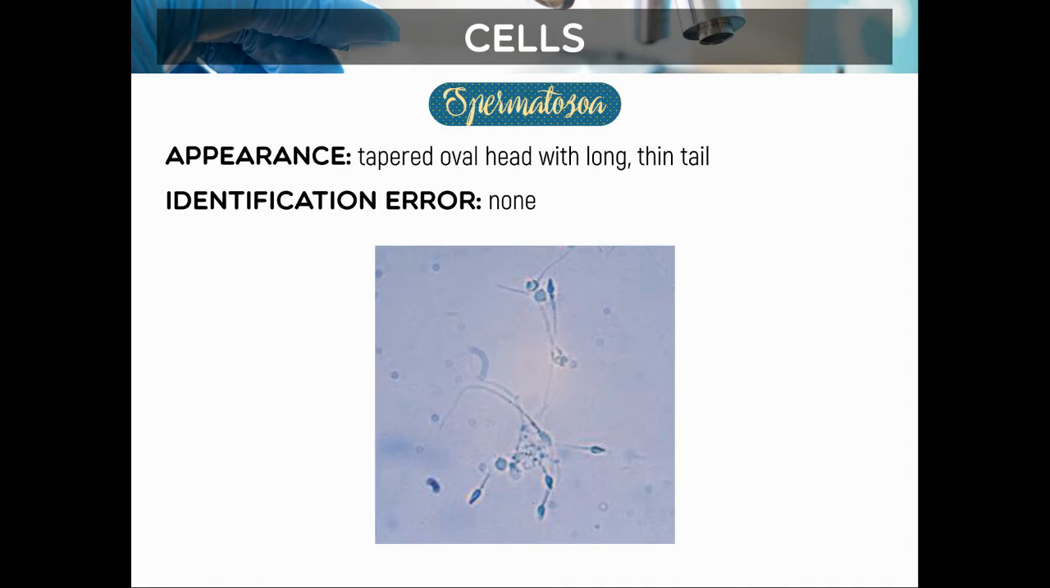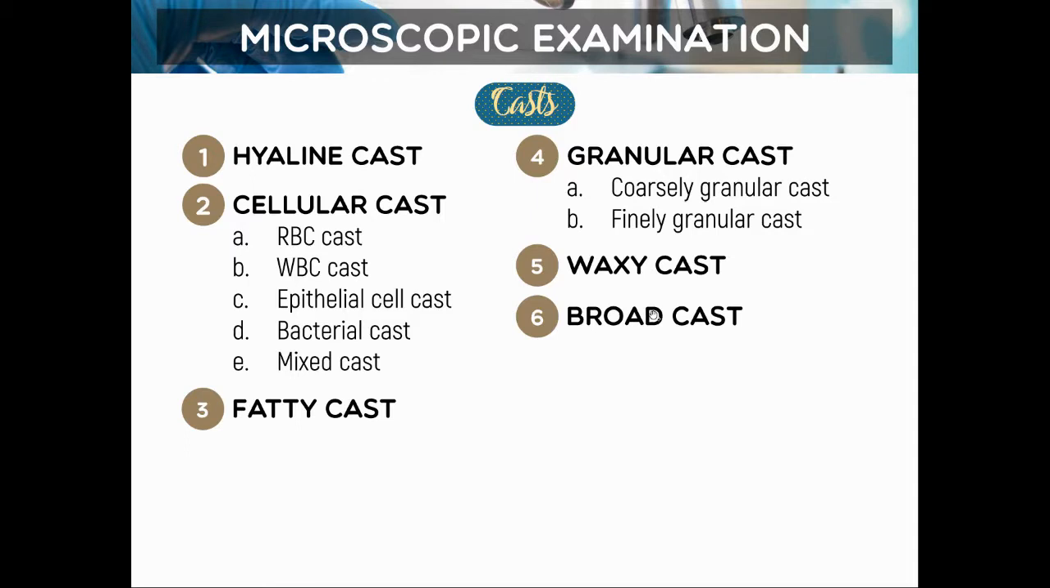And we have here spermatozoa, with an appearance tapered at the head with a long thin tail. Identification error: none. It means that if there is sperm in the urine, maybe the patient sent the urine sample after sexual intercourse or after masturbation. So that is the presence of sperm in our urine. Again, those are our cells and those are our other microorganisms.